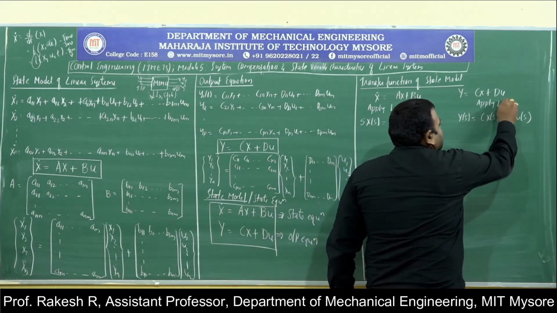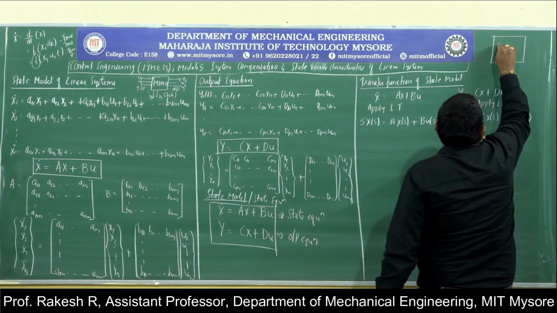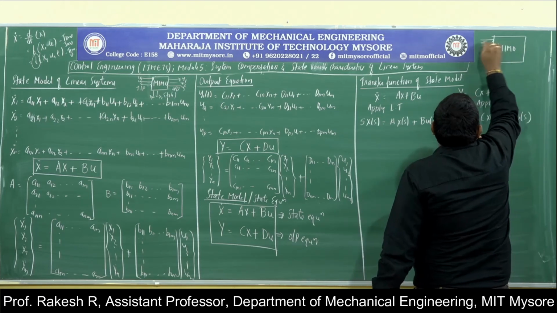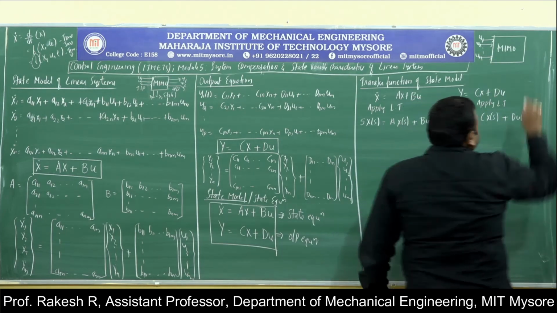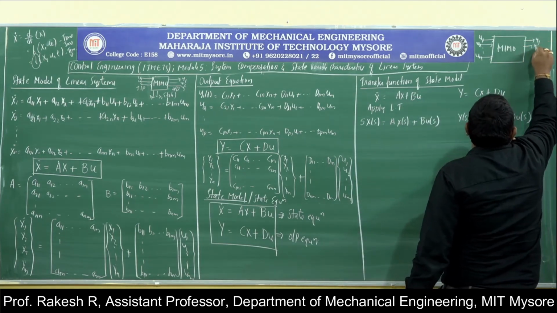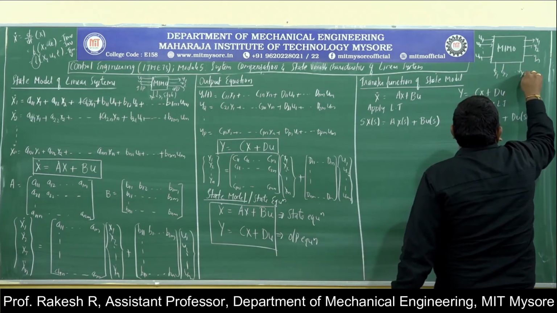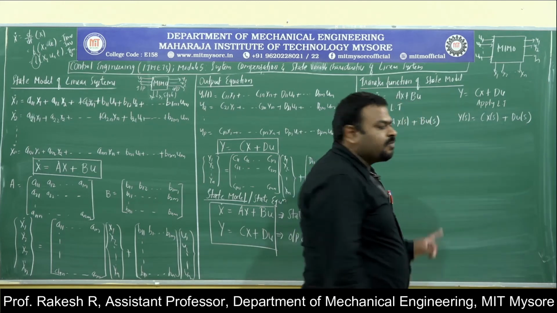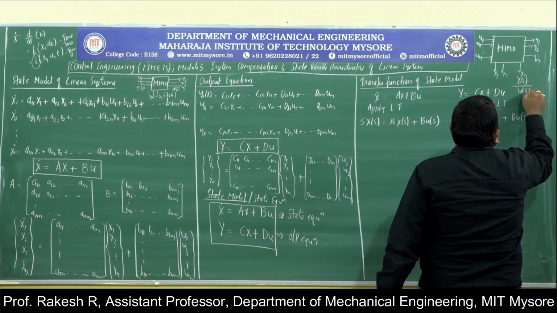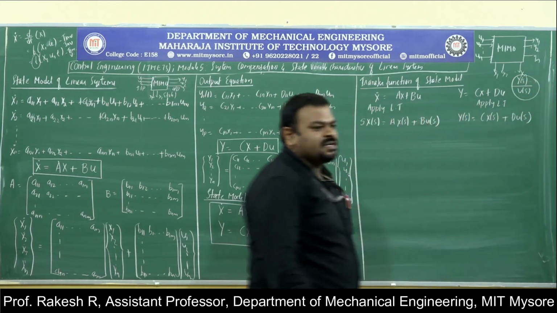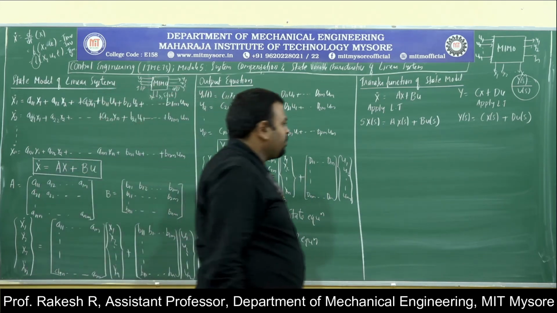What is the transfer function? Transfer function for a multiple input, multiple output system. So these are inputs U1, U2 up to Un, and these are outputs Y1, Y2 up to Yn, and X1, X2 are the states. What is the output? Outputs are nothing but Y, and the input is U. So Y of s by U of s is the transfer function for the multiple input, multiple output system.